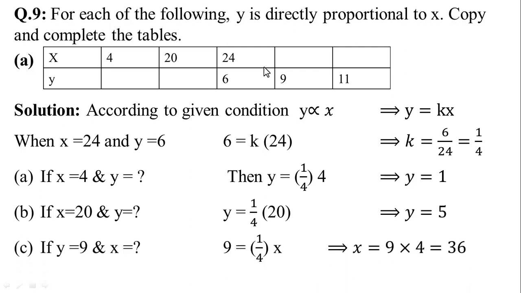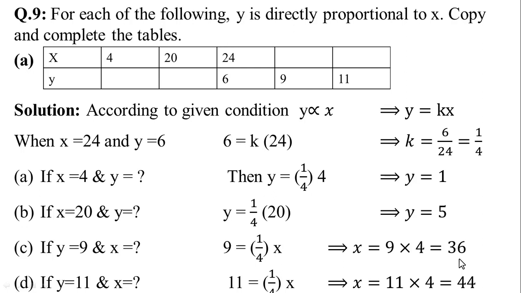Now in the C part, here we can see that the value of x is unknown and y is equal to 9. So y is equal to 9 and x is equal to question mark. Putting the value of y, 9 is equal to 1 upon 4, the value of k, into x. 4 is multiplied on the other side. This implies that x is equal to 9 multiplied by 4. 9 fours are 36. So the final answer of x is equal to 36.